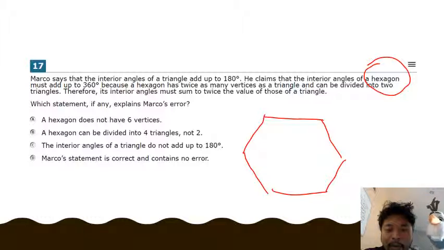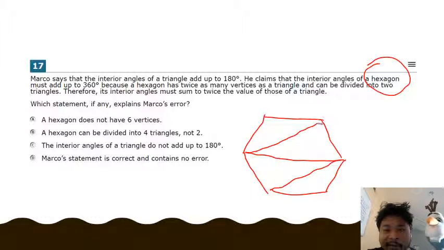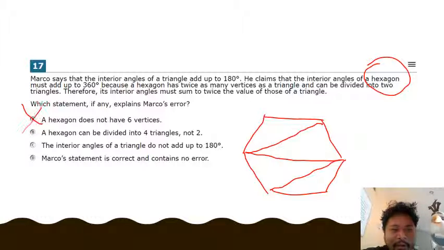So how we create triangles is we just connect 2 of these corners here. Look at that beautiful triangle. Another 2 of these corners, and I can already see that this hexagon is broken up into way more than just 2 triangles. So A says a hexagon does not have 6 vertices. A vertex is just a corner, so A is definitely not true.